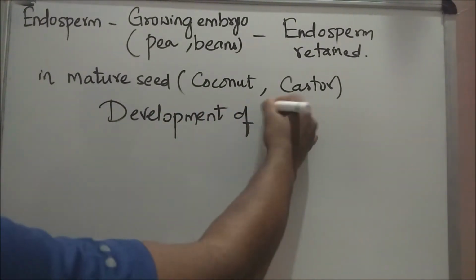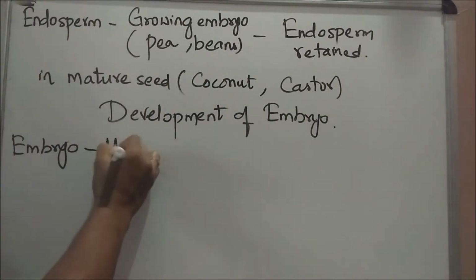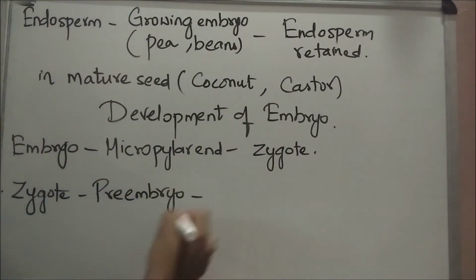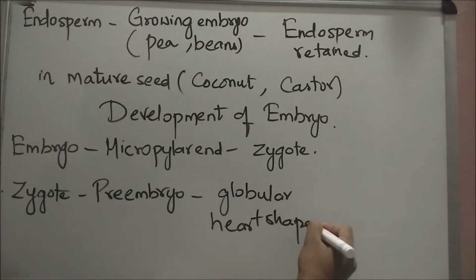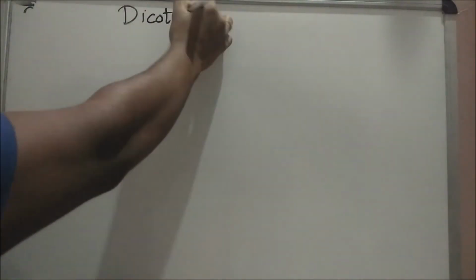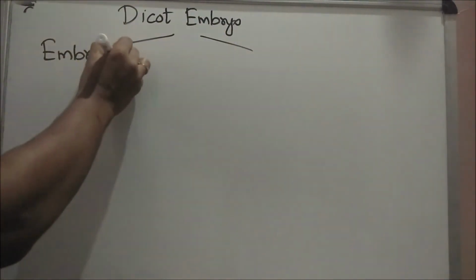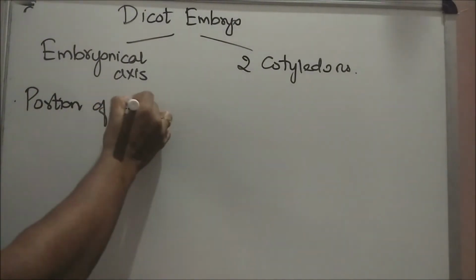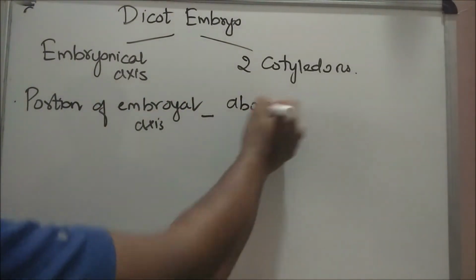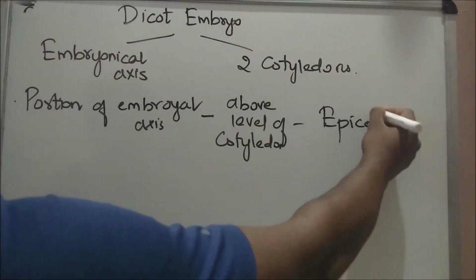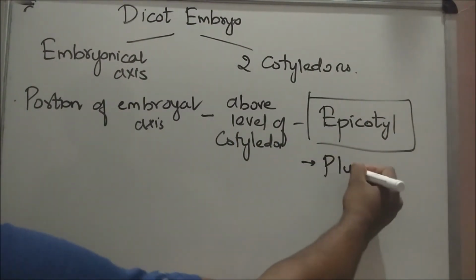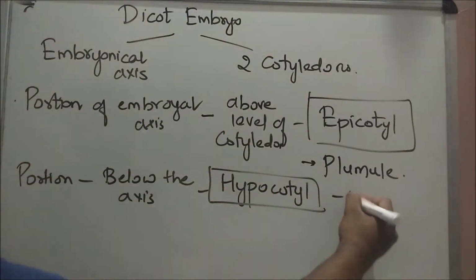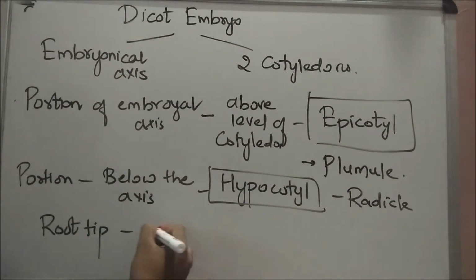Let's discuss the development of the embryo. The embryo develops at the micropylar end of the embryo sac, where the zygote is situated. The zygote gives rise first to the proembryo and then to the globular, heart-shaped, mature embryo. A typical dicot embryo consists of an embryonal axis and two cotyledons. The portion of the embryonal axis above the level of the cotyledons is called the epicotyl. Epi means above. It contains the plumule. The portion below is called the hypocotyl. Hypo means below. The root tip is covered by the root cap.